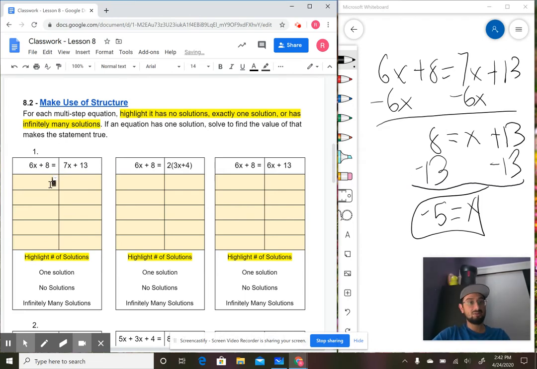So 8 equals, let me remove the highlighting from everything. So 8 equals x plus 13. So subtract 13 on both sides, and you get -5 equals x. So you're able to isolate the variable, so therefore that's a one solution problem. So I'm gonna highlight that.